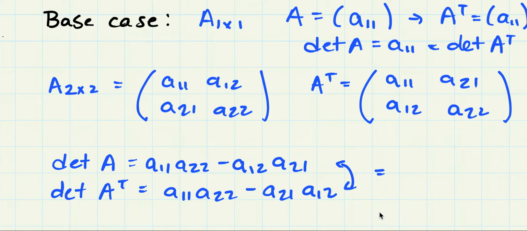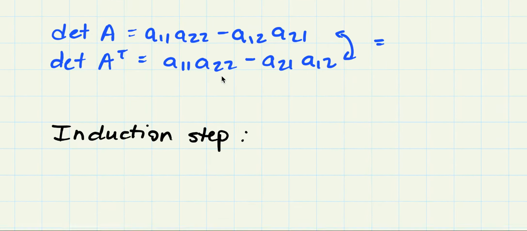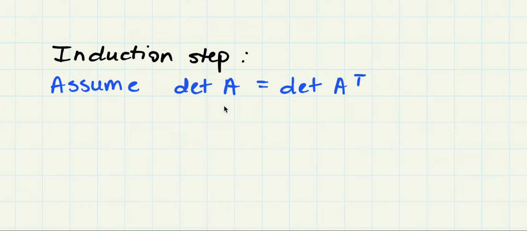You could continue this, you could say, show it for the 3 by 3 case as well. But what you do, once you have your base case, which is the smallest number you can use, which is n is equal to 1, we're going to assume it's true for some number k. So that's going to be the induction step. So what we're going to do is we're going to assume the determinant of A is equal to the determinant of A transpose for some n is equal to k.